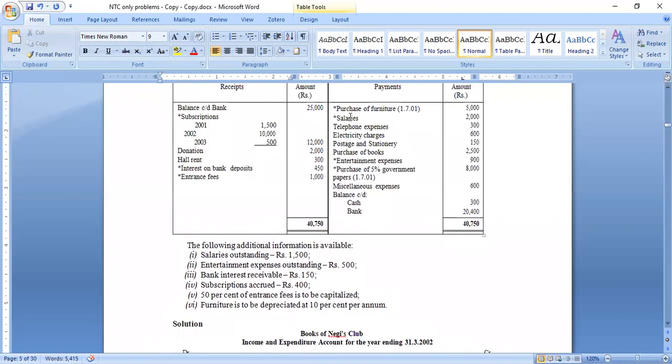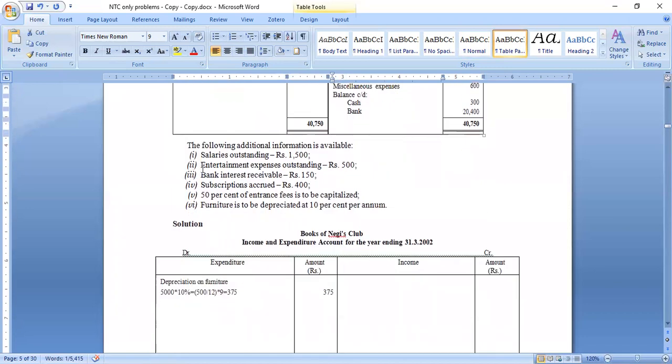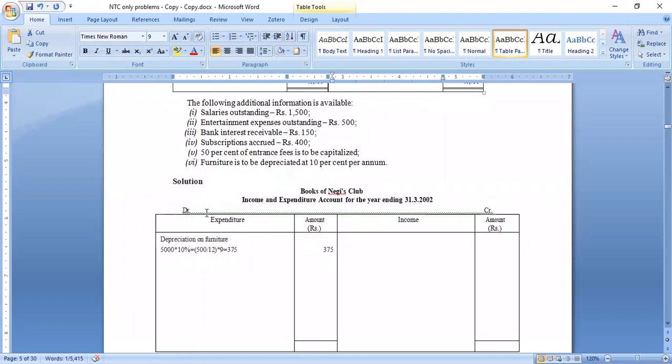It comes to 375. So next one, salaries. Salaries 2000. We have an adjustment, outstanding salaries 1500. So salaries 2000, add outstanding 1500. So it comes to 3500.